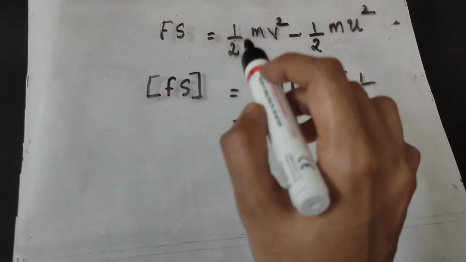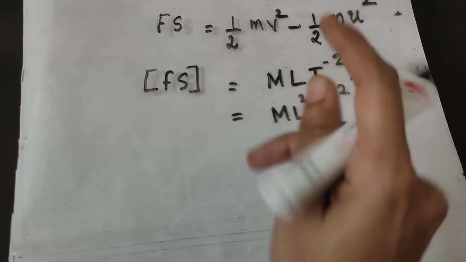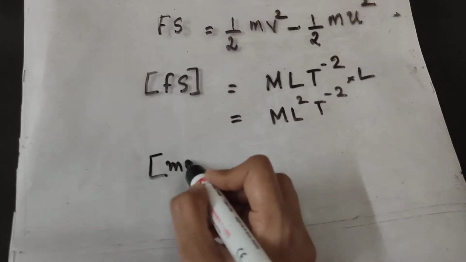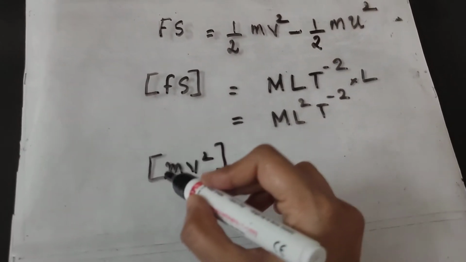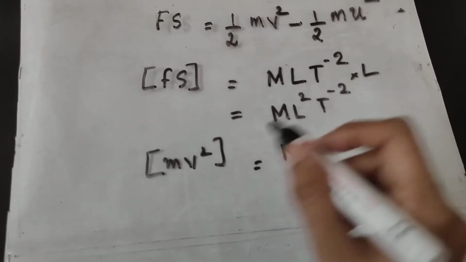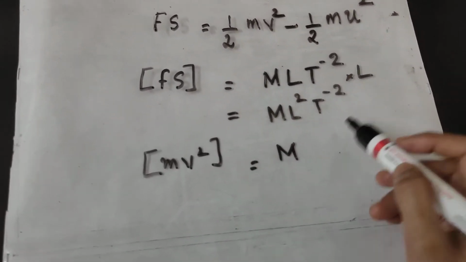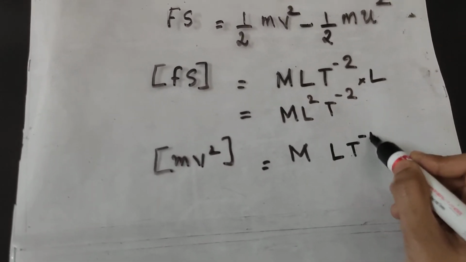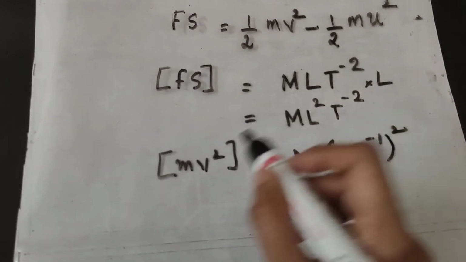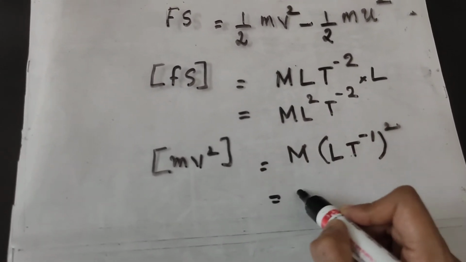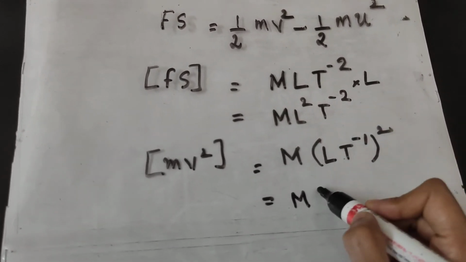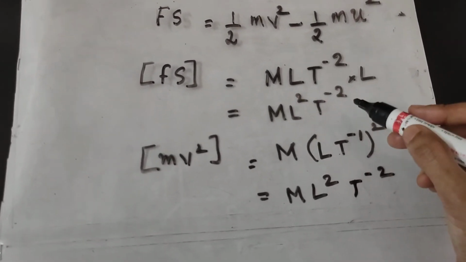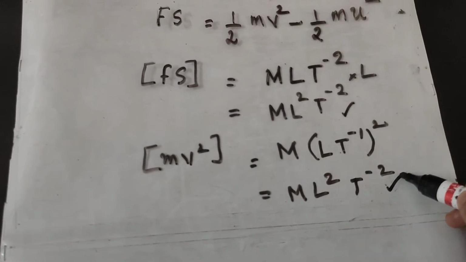Then let us consider the second term. We don't want to consider the half. The dimension of mv square is equal to, dimension of mass is capital M. Then it is not v, it is v square. So what is the dimension of v square? Dimension of v is LT raised to minus 1. So we have to square it because it is v square. So it will become ML square T raised to minus 1 squared, which means T raised to minus 2. So see here, they have the same dimension.